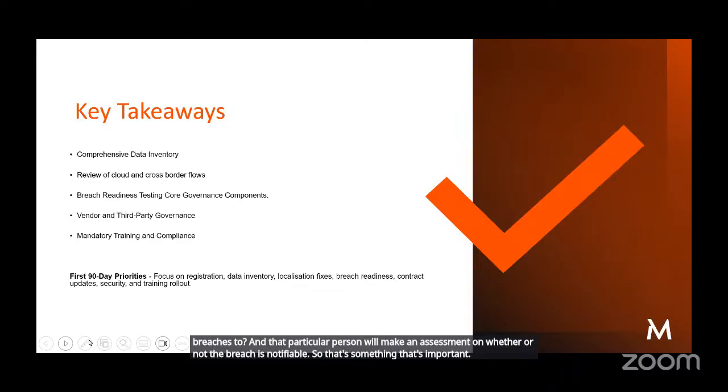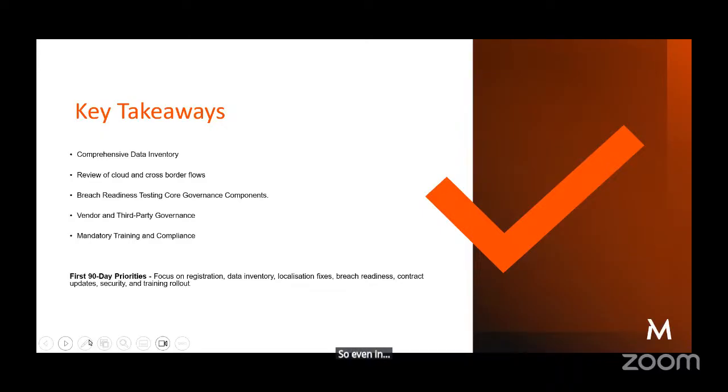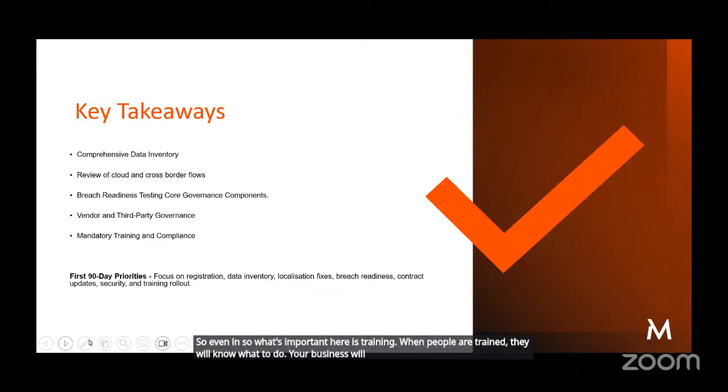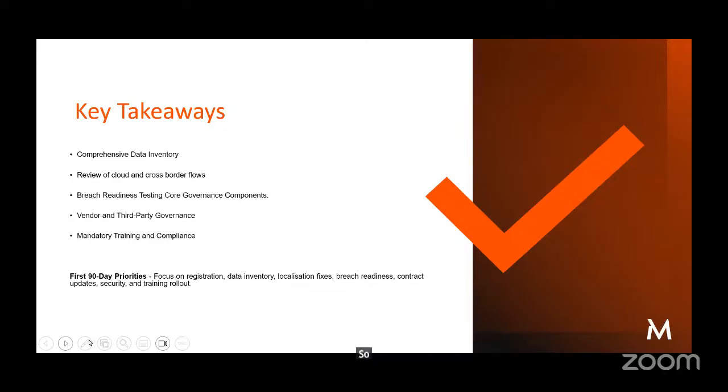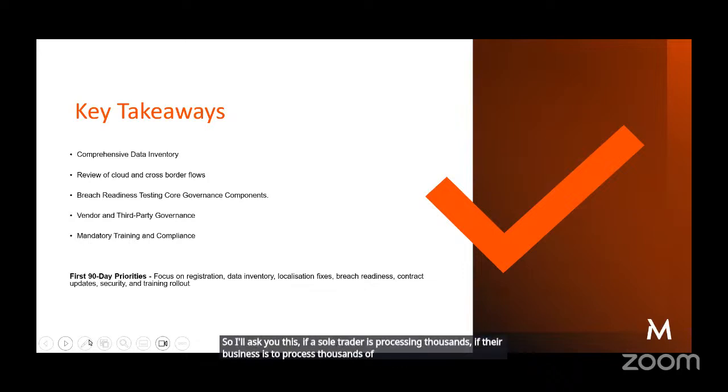So what's important here is training. When people are trained, they will know what to do. Your business will be compliant. If you are a sole trader, you need to understand the compliance. You need to comply, because some people might be wondering, why should a sole trader be compliant? So I'll ask you this: if their business is to process thousands of records of health data, which is sensitive personal data, shouldn't that particular person be regulated?